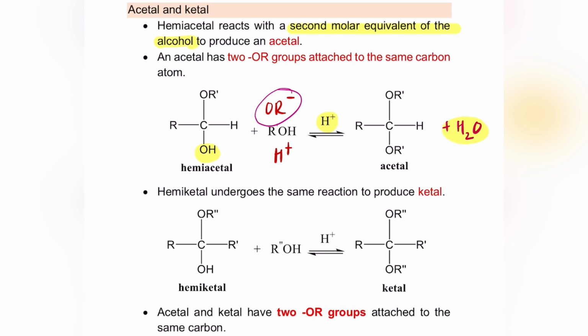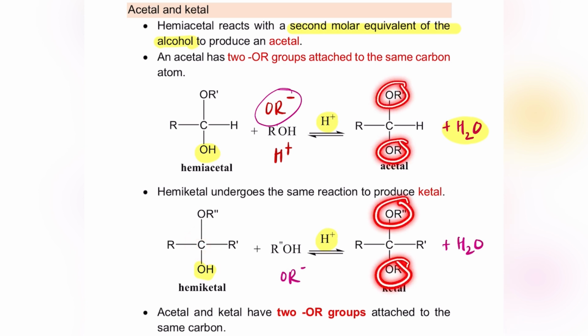Awak patut tahu this one bila kita buat mechanism, OH ni is a good leaving group as a water bila dia reacts dengan H plus. So dia akan jadi side product H2O. So what will happen, you are going to add at the same position here with OR minus. So your nucleophile is still the same OR minus. So it's going to add at the same position here. So you got your OR group attached to the same carbons. This is how you want to distinguish between acetal and hemiacetal, ketal and hemiketal.